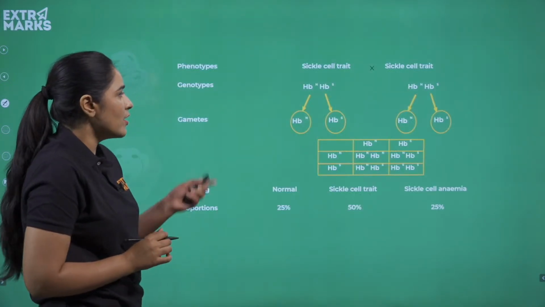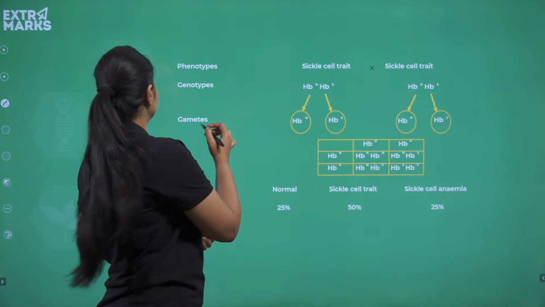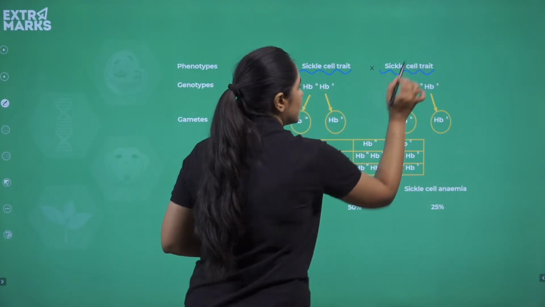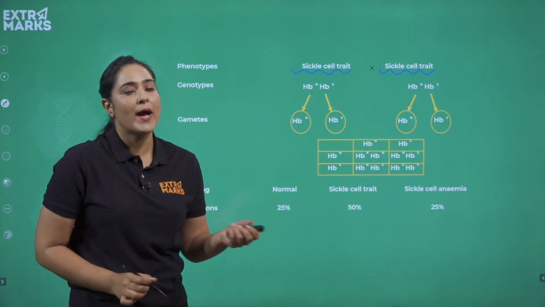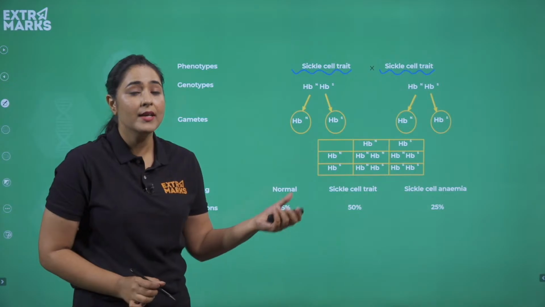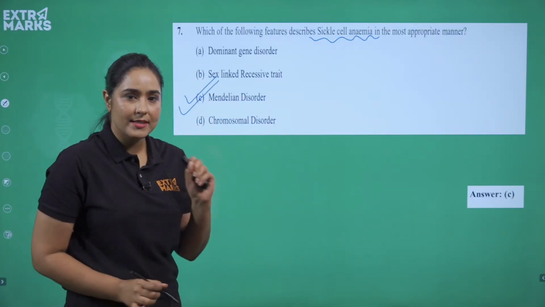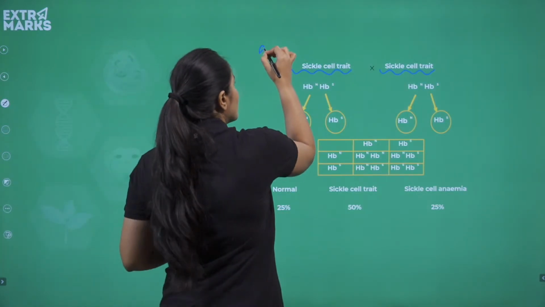If we see the cross here, C, for sickle cell anemia, we are having sickle cell trait, and it is also the sickle cell trait. So we can see here it is not X or Y linked. It is not having the sex chromosomes here. So obviously our B option here is incorrect. We are having this disorder as autosomal.